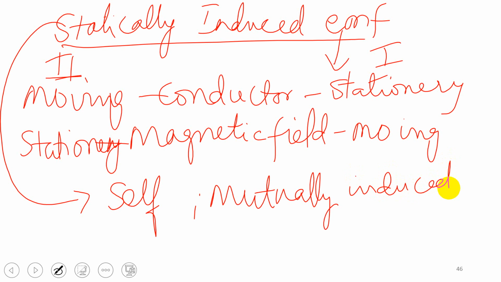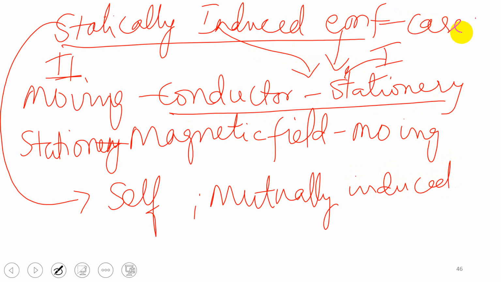So, when a conductor is stationary, as I said, let us take the first case. The first case says the conductor is stationary and the magnetic field is moving. The EMF induced is called statically induced EMF. So this goes to case 1, the first case. That is, the conductor being stationary and the field moving, then whatever EMF is induced is called statically induced EMF.